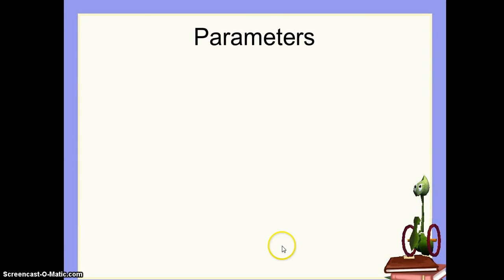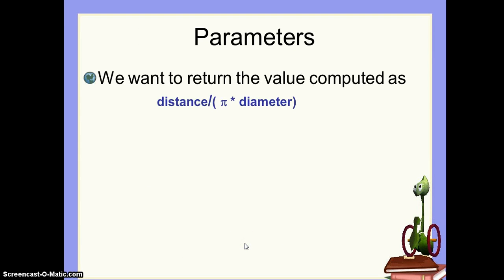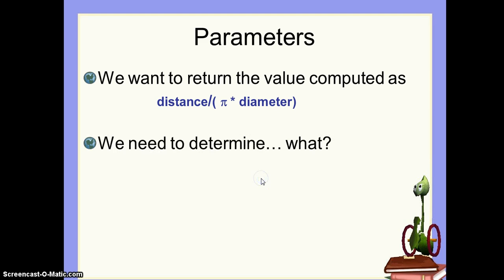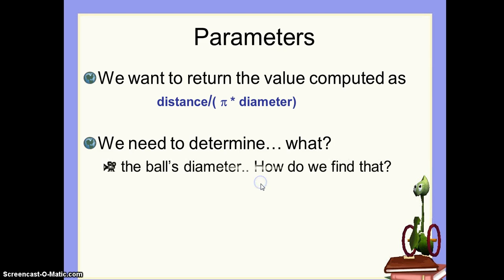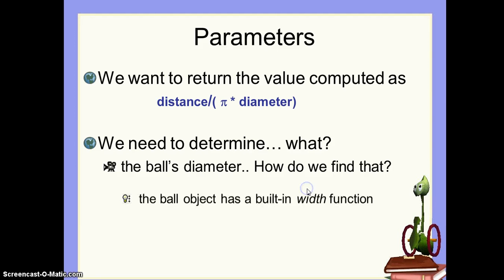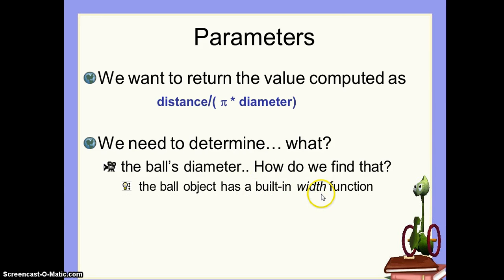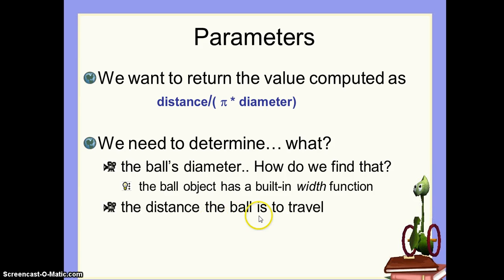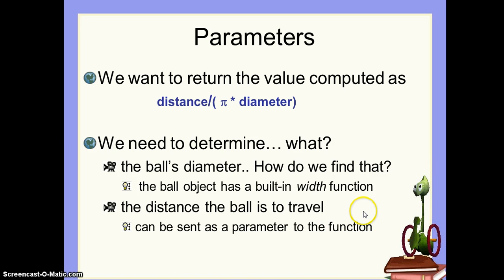And we're going to use parameters. It's very exciting. So we want to return the value computed as distance over pi times diameter. As I said, that's the number of revolutions. So what do we need to figure out? Think about it. We want to figure out the ball's diameter. How do we find that? Well, it has a built-in width function, so the width is the diameter. That's easy enough. And we need to figure out the distance the ball is to travel, and that can be sent in as a parameter.